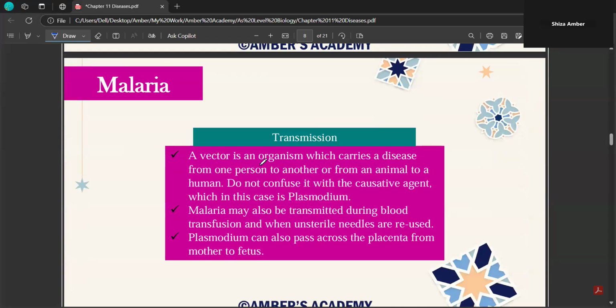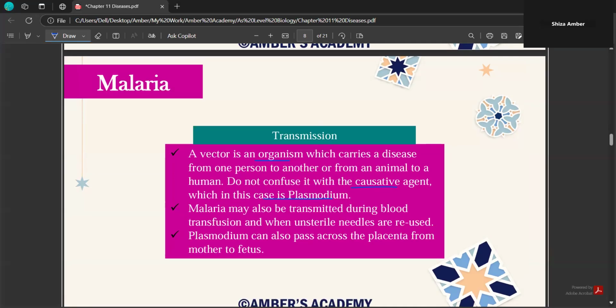Then this is the remaining part. A vector is an organism which carries a disease from one person to another or from animal to human. Do not confuse it with the causative agent, which in this case is Plasmodium. So I already mentioned this. You need to know the difference between causative agent and the vector. Then malaria may also be transmitted during blood transfusion and when unsterile needles are used. Plasmodium can also pass across the placenta from mother to fetus.